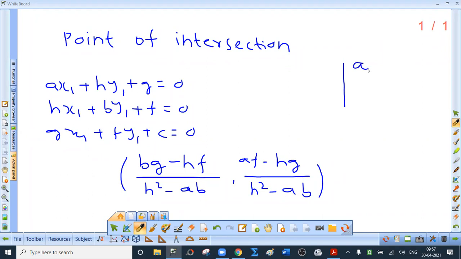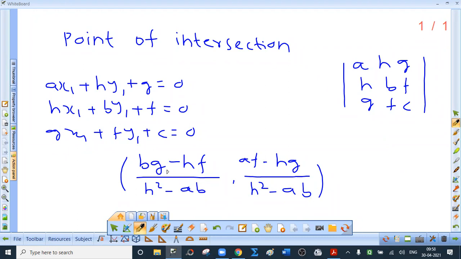We have already seen this determinant. a, h, g; h, b, f; g, f, c. Observe three equations. See, a, h, g. Second equation has coefficients h, b, f. Third equation, g, f, c. Solve any two equations. So by Cramer's rule, we get point of intersection as what? X coordinate is bg minus hf upon h square minus ab. Y coordinate is af minus hg upon h square minus ab.